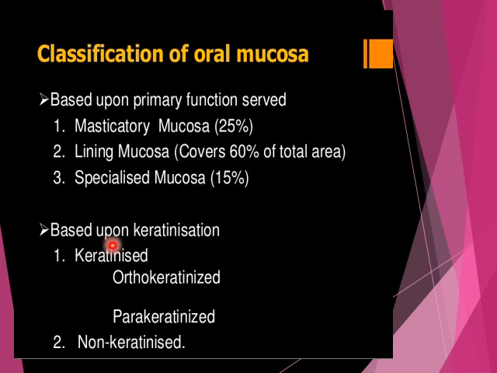The second classification is based upon the types of epithelium, either keratinized or non-keratinized. Keratinized includes orthokeratinized and parakeratinized.